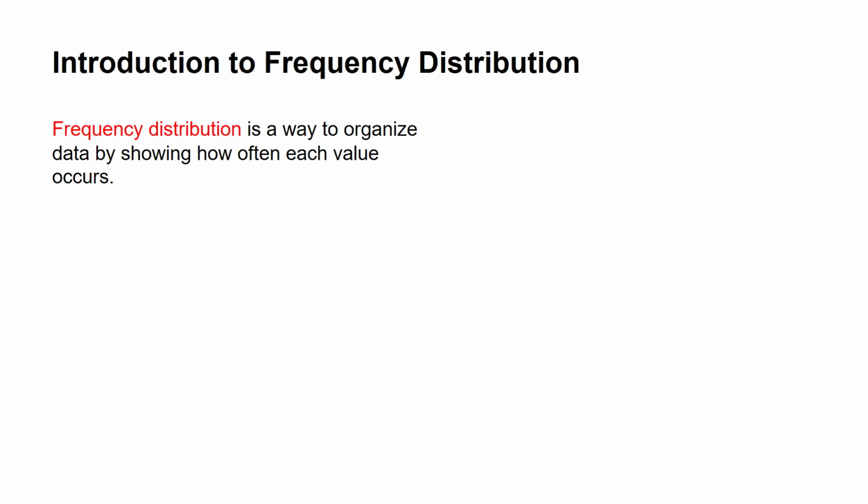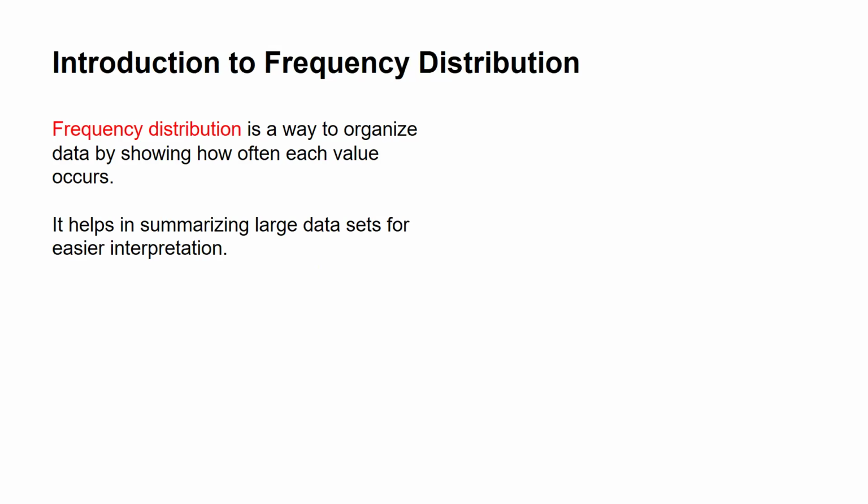Introduction to frequency distribution. Frequency distribution is a way to organize data by showing how often each value occurs. So a frequency distribution is one of the data interpretation techniques where the data are organized by showing how often each value occurs. So if you have values or numbers, it is the work of the frequency distribution to show how much of those numbers appear. That is the meaning of frequency distribution.